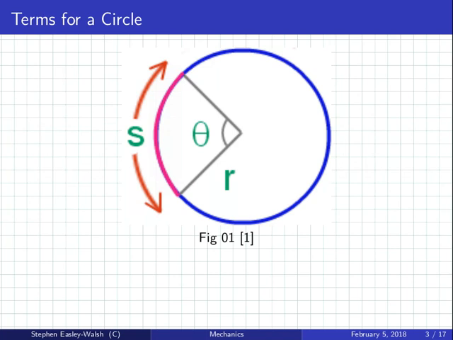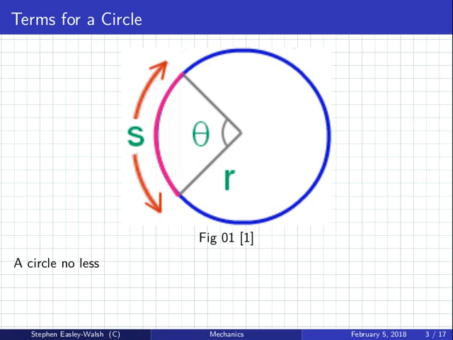So, I hope you all know what this one is called. What's this part called? Theta, yeah, and what does it measure? Angle. Okay. The R? Radius. Good. And the S? Surface. No. The length of the angle. And there's a word for that.